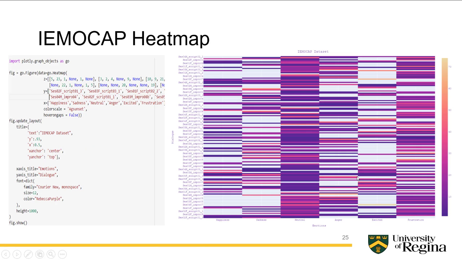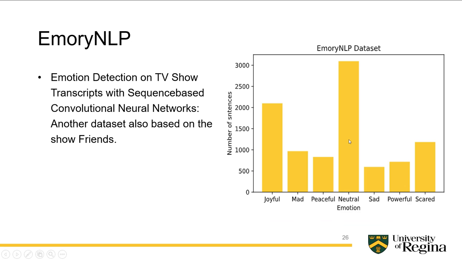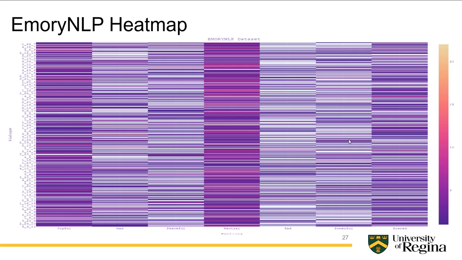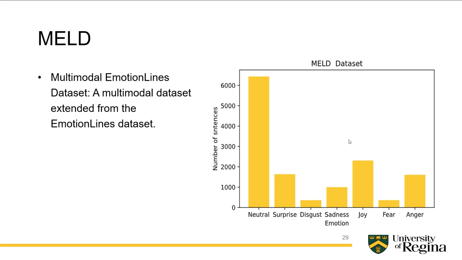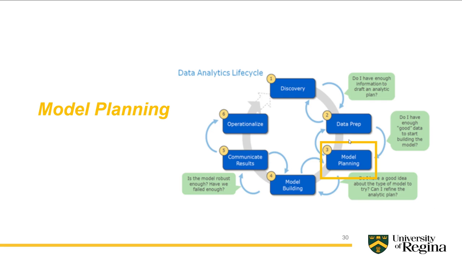And you can see the heat map for this dataset, and according to the different colors, this is not a balanced dataset. The second is MELD, and you can see again it's an imbalanced dataset, and this is a heat map for it. The third one is DailyDialog, and its status is worse compared to the previous ones, and the last one is EmoryNLP.